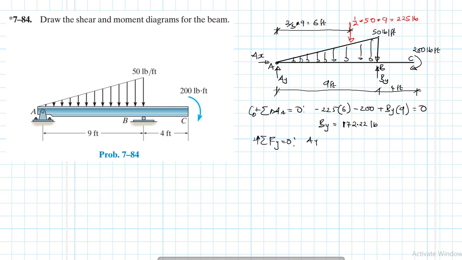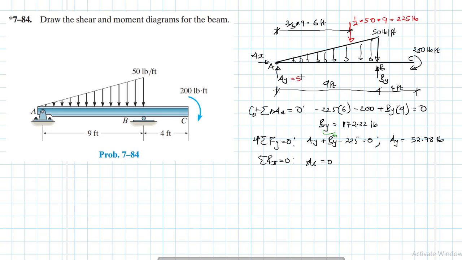What do we have? We have AY plus BY minus 225 equal to 0. Therefore, since we already have what BY is, AY is just going to be equal to 172.22 minus 225. So this gives us 52.78 pounds. Then we have summation of forces in the x direction equal to 0. Of course, AX is equal to 0 because we don't have any loading in that direction.